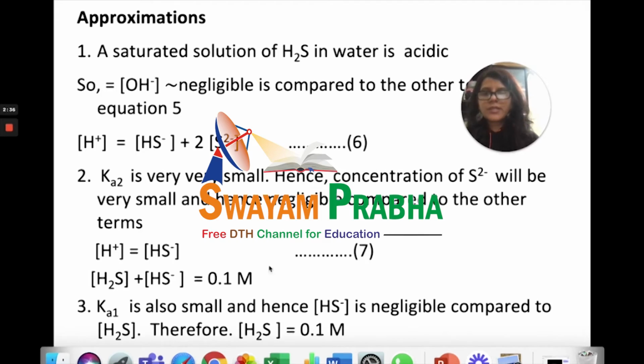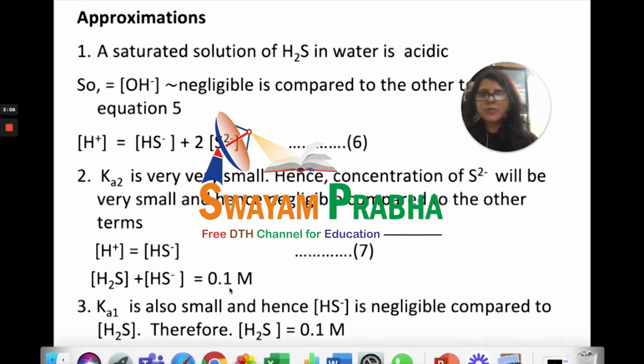Now coming to the second approximation. Your Ka2 value is very small. That is, the dissociation constant for the second equilibria is very small. So the concentration of S2 minus is going to be very small and can be neglected. Therefore, you have H plus is equal to HS minus from here, and from the mass balance you have H2S plus HS minus equal to 0.1.